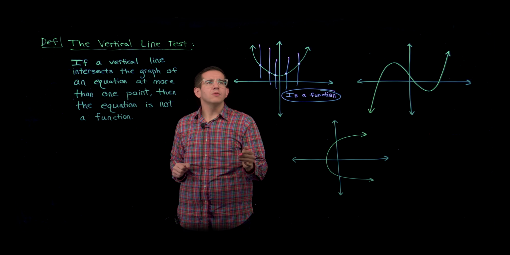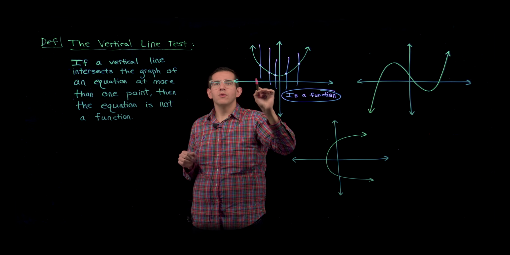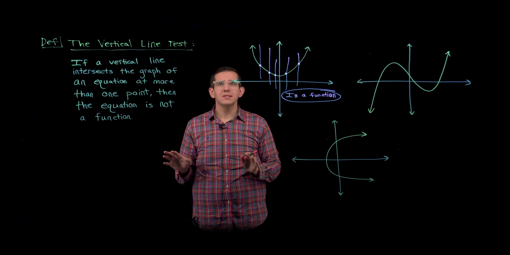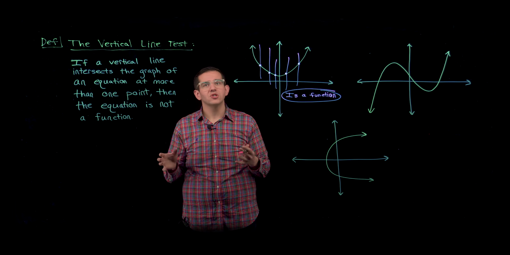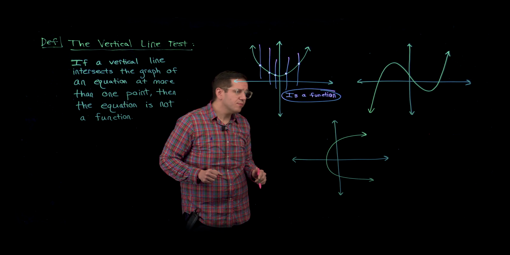You might be wondering, well, what about horizontally? It hits at more than 1 point horizontally. That's a different test. That's the horizontal line test, and that determines whether or not your function will have an inverse, which is something we'll discuss at another time.